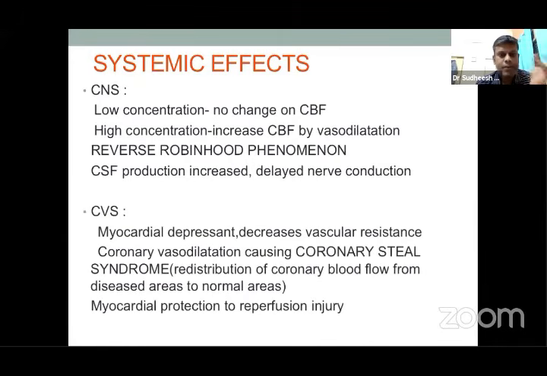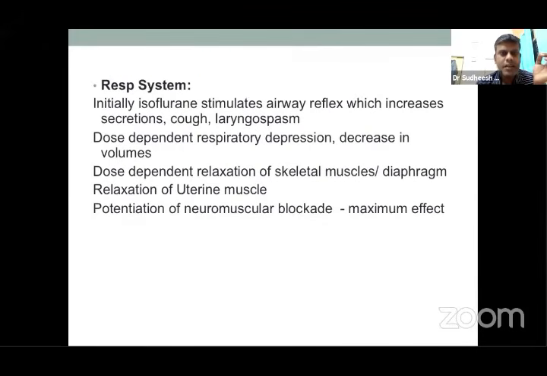So likewise, with respect to the myocardium, we all know about coronary steal syndrome, where there is redistribution. This is mainly because of relaxation of the resistance vessels or the arterioles rather than the major arteries, which results in distribution of blood to the normal areas from the ischemic area. Of course, this is only a theoretical concern. Clinically, it is found to have myocardial protection against reperfusion injury, and it is known to protect the myocardium from many ischemic episodes due to its potential beneficial effects. It causes myocardial depression and decreases systemic vascular resistance. And with regards to the airway, it has a bronchodilatory effect.